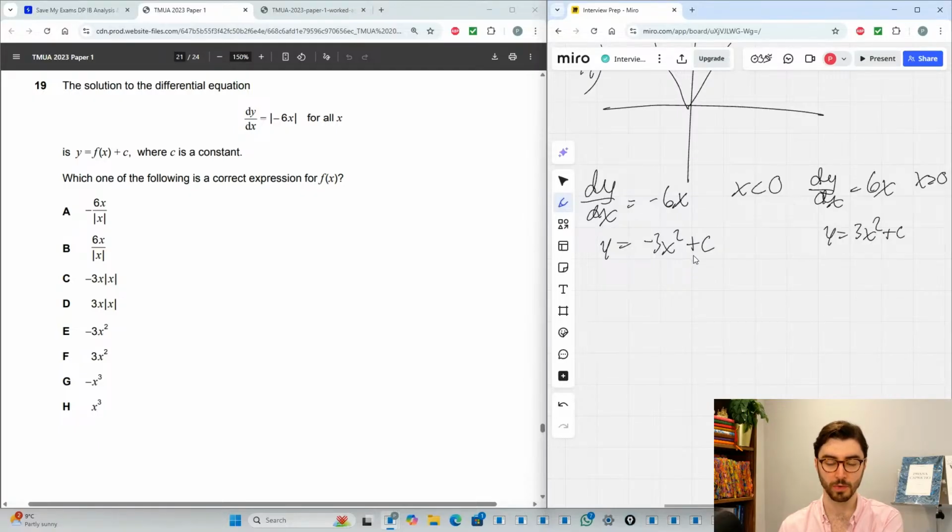So therefore, what gives these the same? I think that is 3x mod x plus c. Because when x is positive, mod x is just x. When x is negative, this becomes minus x. So I think the answer is D. Okay, lock that in.